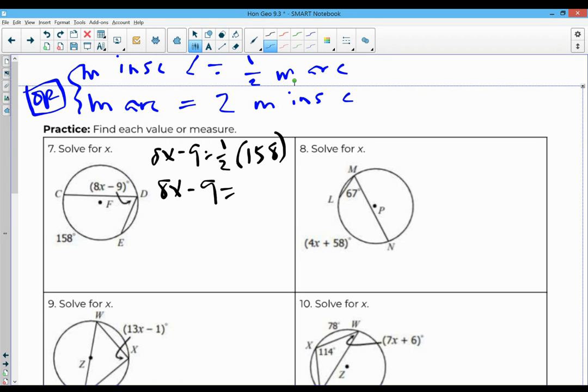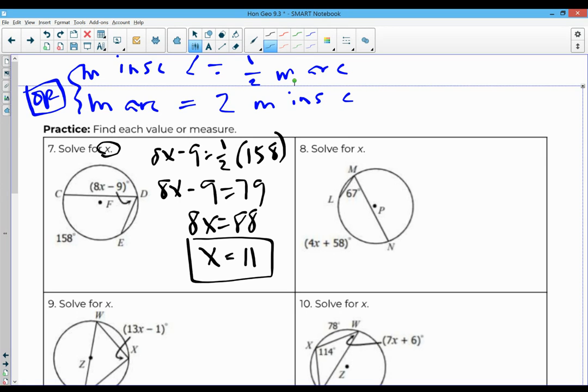Anyway, so half of 158 is 79. Add 9 to both sides to get 88. And we're looking for x, that's our goal. X equals 11. Cool. All right, solve for x again.